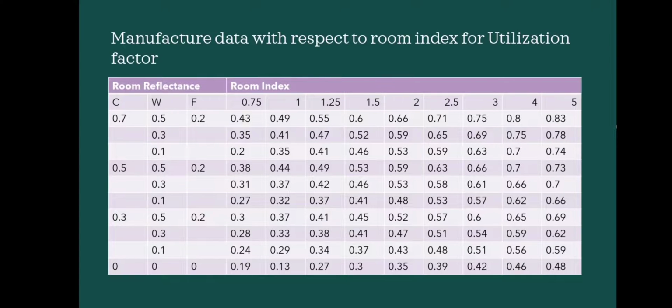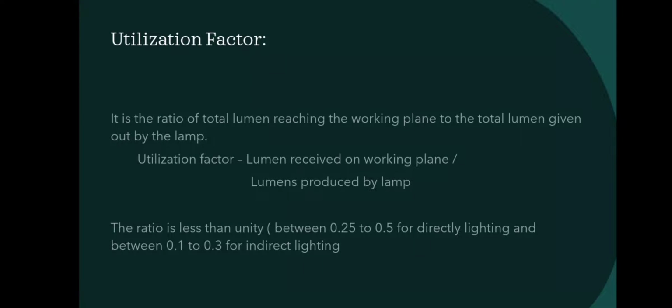Here we can see the manufacturer data with respect to room index for utilization factor in the given chart. In this slide, we can see the utilization factor. It is the ratio of total lumens reaching the working plane to the total lumens given out by the lamp. Utilization factor is equal to lumens received on the working plane divided by lumens produced by the lamp. The ratio is less than unity. It is between 0.225 and 0.5 for direct lighting and between 0.1 and 0.3 for indirect lighting.